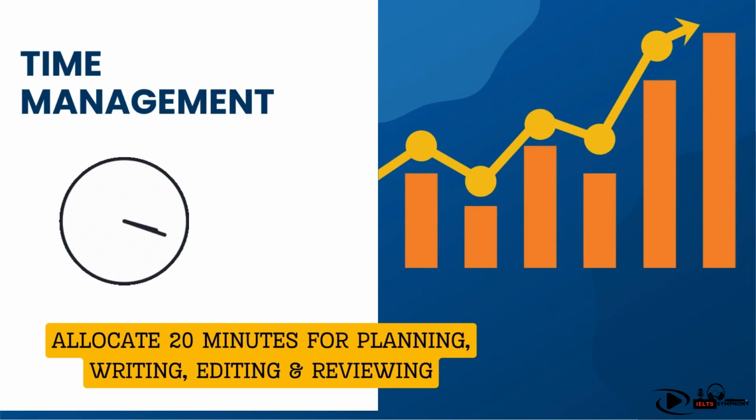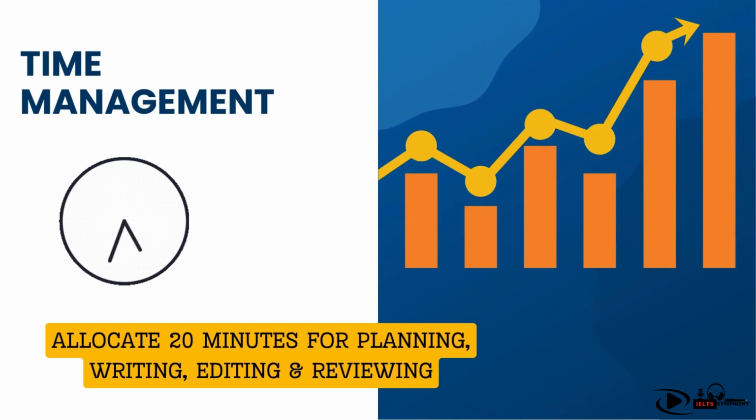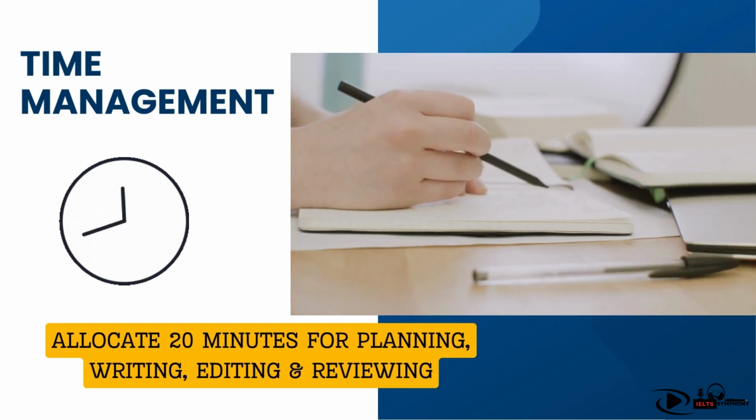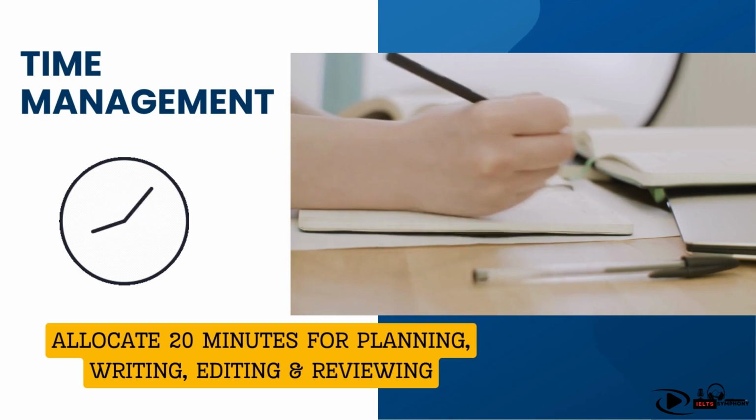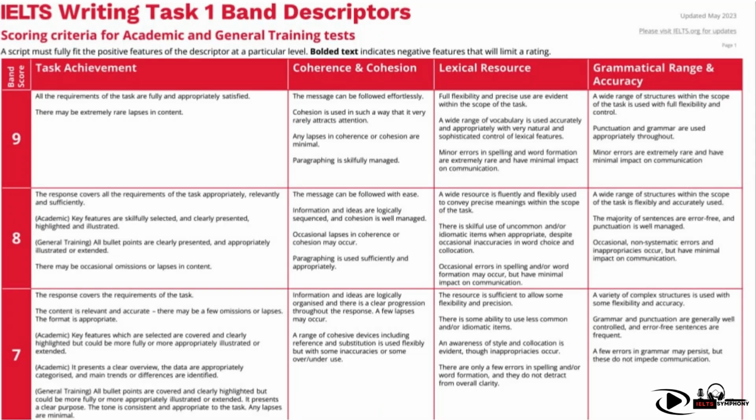Allocate your 20 minutes wisely, aiming to spend about a third of the time on writing and the rest on planning and editing. Plan to have a few minutes at the beginning for analysis and planning, and reserve time at the end for reviewing and refining your writing. By following these steps and practicing regularly, you'll be well prepared to tackle the IELTS Academic Writing Task 1 effectively.